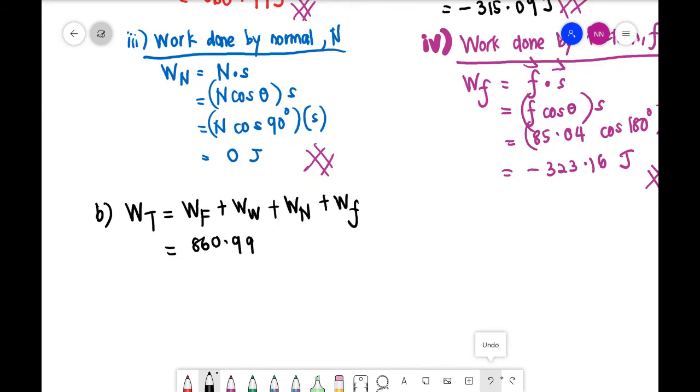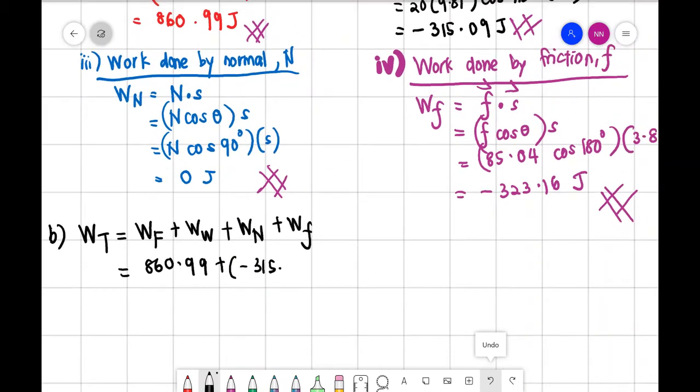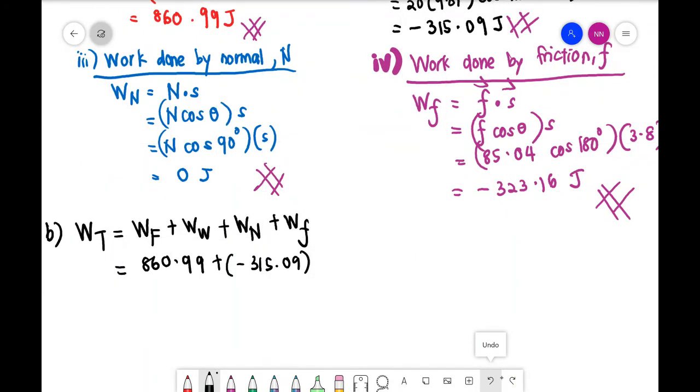Work done by the force is 860.99. Work done by the gravity is negative 315.09. Work done by normal is 0 and work done by friction is negative 323.16. So work done total equals 222.74 joule.